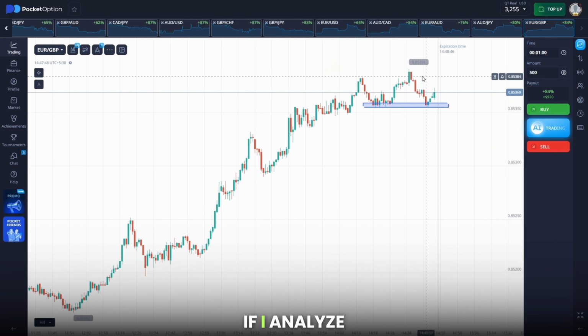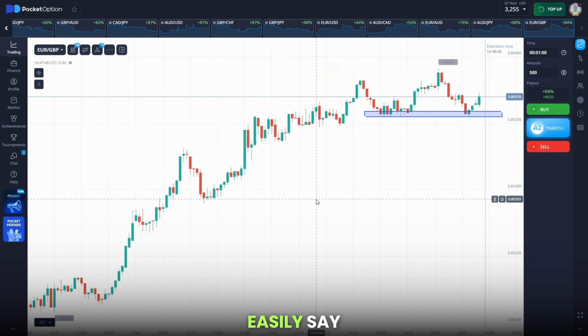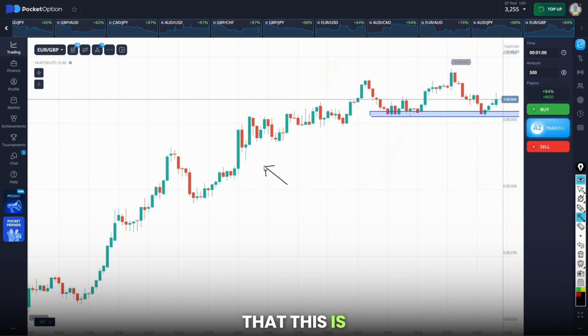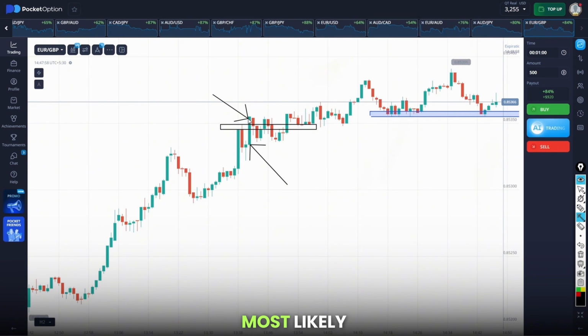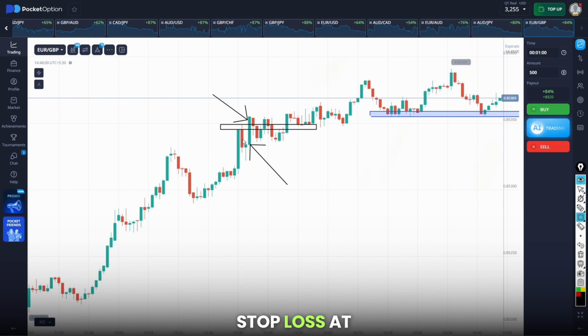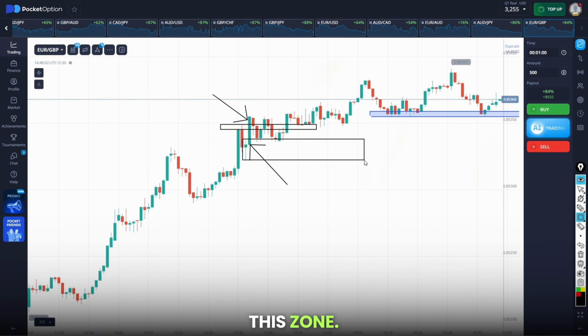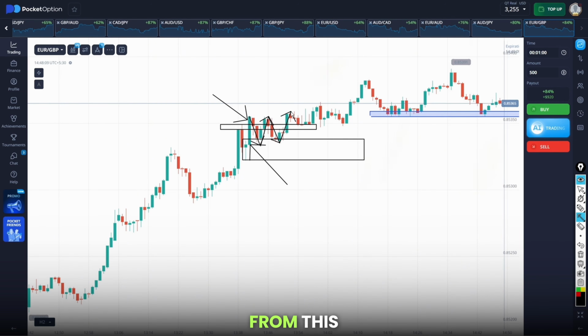See, if I analyze this chart, you can easily say that this is a manipulative candle. Why? Because it created a breakout. Now after a breakout, the traders will place buy orders. Most likely they will place their stop loss at this zone, and you can see after this breakout the price reverses from this zone multiple times to grab liquidity, and then it goes up again.